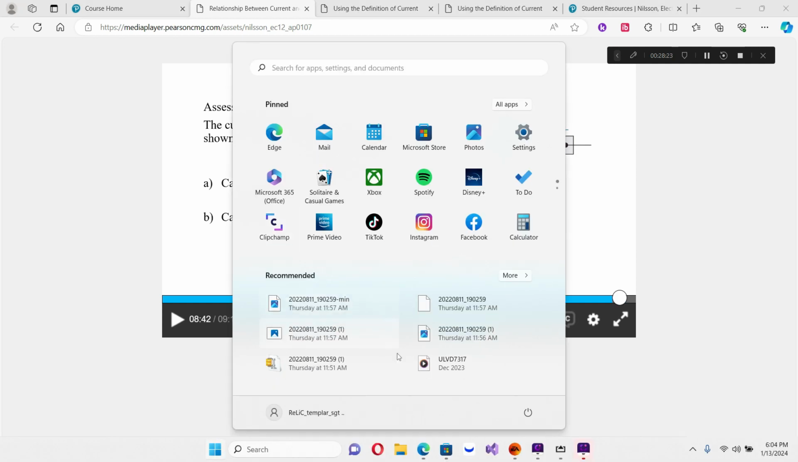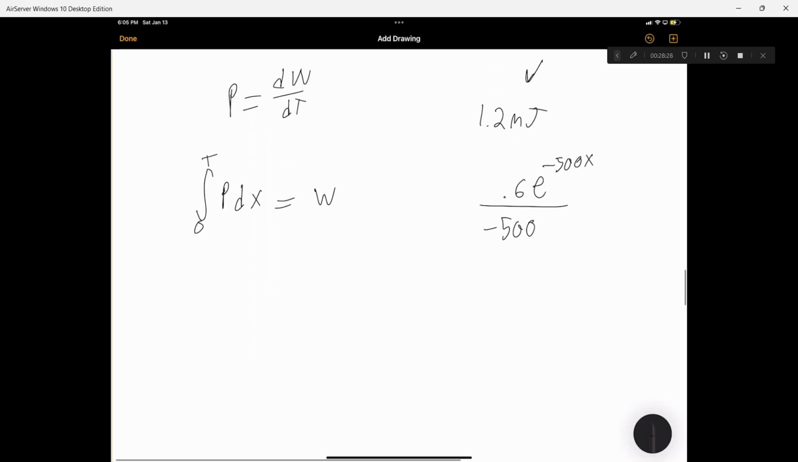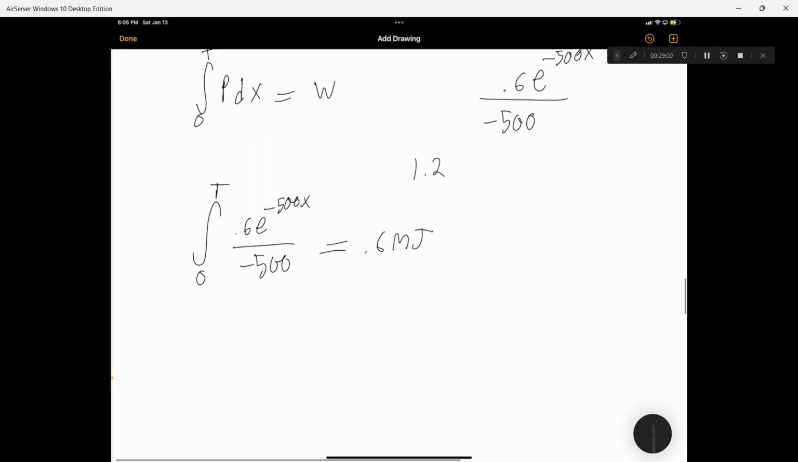So let's go back here. So p. Okay, so this is how we're gonna set it up. From 0 to time t, right? We're trying to find t. We know p, right? The 0.6 e to the negative 500 x. This is the integrated one. All right, this is already integrated. Is equal to, right? So full is 1.2. Half is 0.6 millijoules. We set it equal to half.